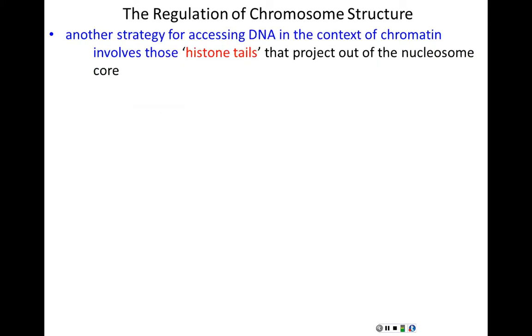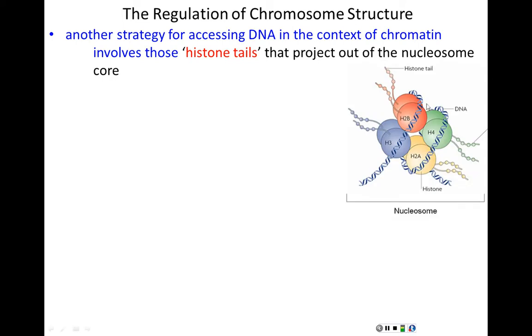Another strategy that cells use for DNA access when that DNA is in the context of chromatin involves those histone tails. Remember, I pointed those histone tails out before and told you I was planting a seed for later, and now that time has come. These histone tails are just the ends of the histone proteins that project out of the nucleosome proper, project out of the histone core, and they just kind of float there.